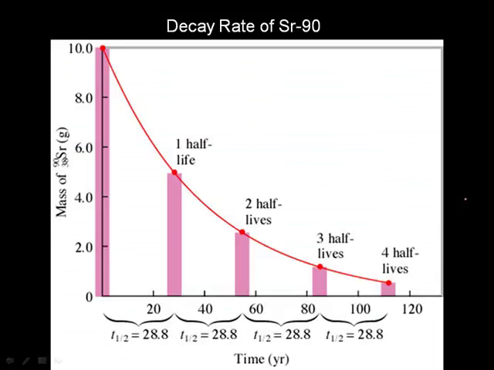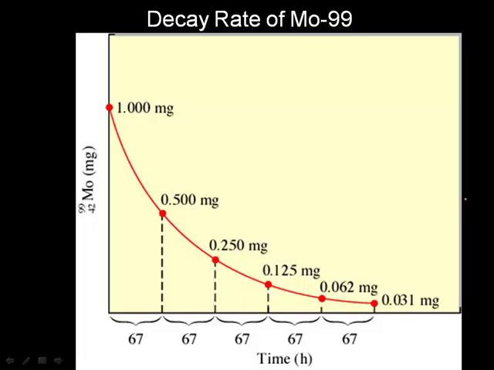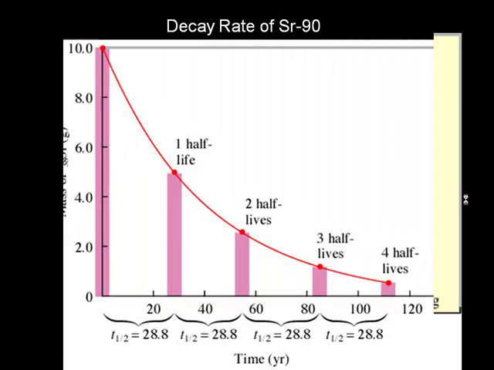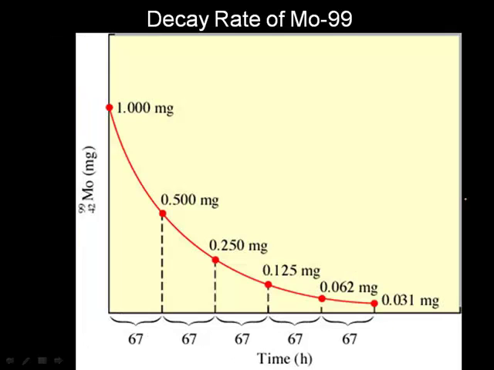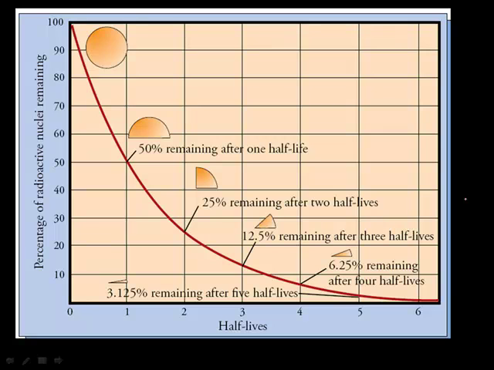This here is a decay rate of strontium-90. You'll notice that the half-life is 28.8 years. Here's another sample, molybdenum-99, 67 hours. So you can see the half-life varies, even though this one's 90 mass, this one's 99. The half-life is almost independent of the mass of the sample. Just because it has more mass doesn't mean it takes longer.